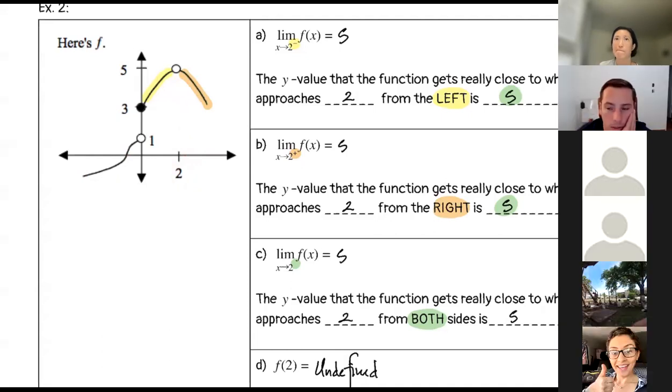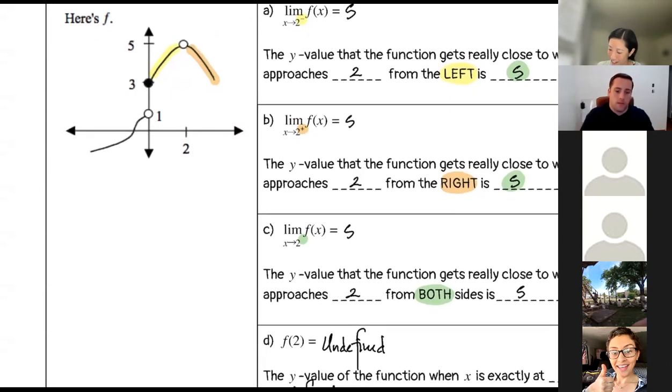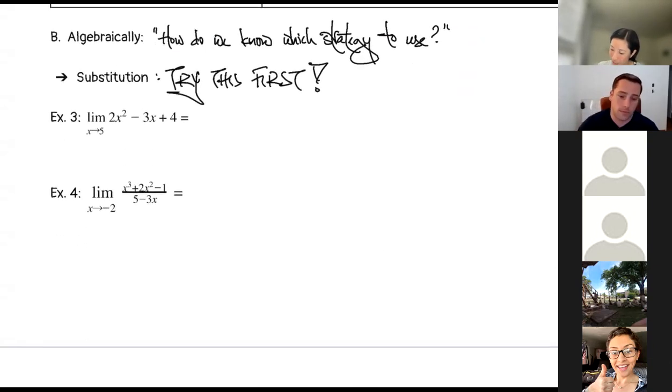So the limit then is not 5? Ah, okay. So the limit from both sides is, sorry, maybe I misunderstood you. Yeah, but is there a value actually there? No, there you go. Okay. All right.